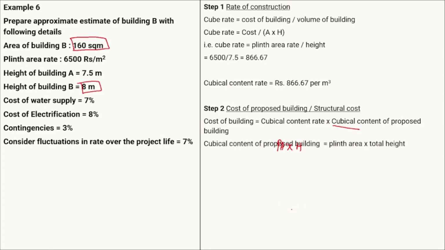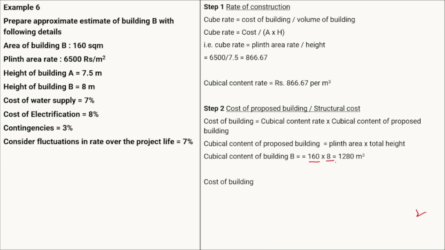So the cubical content of the proposed building equals plinth area multiplied by total height. Plinth area is 160 multiplied by the total height, given directly as 8 meter. So 160 multiplied by 8 gives us the cubical content of building B, the proposed building, as 1280 meter cube. Cost of the building equals the cubical content rate, 866.67, multiplied by the cubical content of the proposed building.